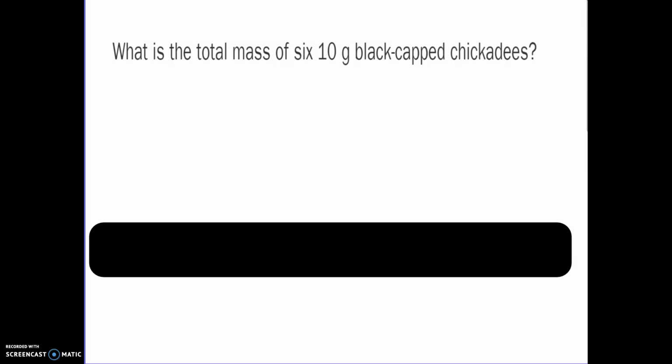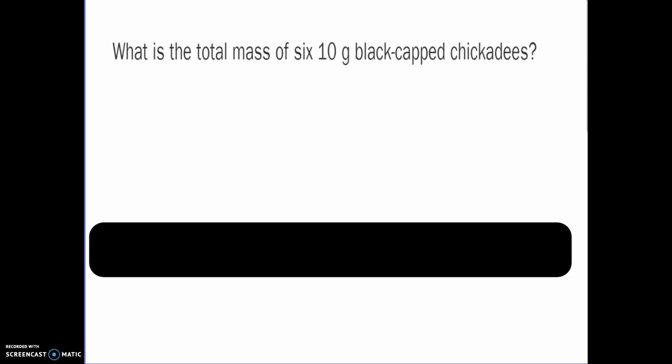So, what is the total mass of 6 10-gram black-capped chickadees? Now, you didn't hear me say figure that out on your whiteboard. We want to try to figure these out mentally, which means in our head, because sometimes that can be more efficient or faster and easier than writing all the numbers. So I just want you to think about what you could try if solving these problems mentally. Well, you could use different easier numbers, and you could estimate first if that is appropriate.